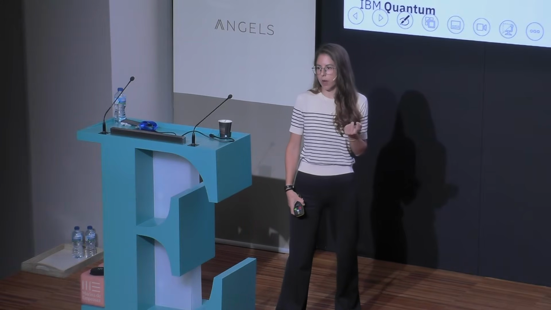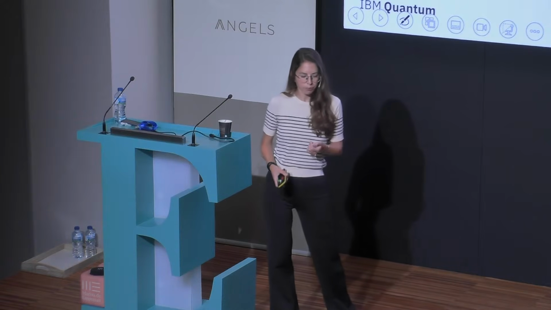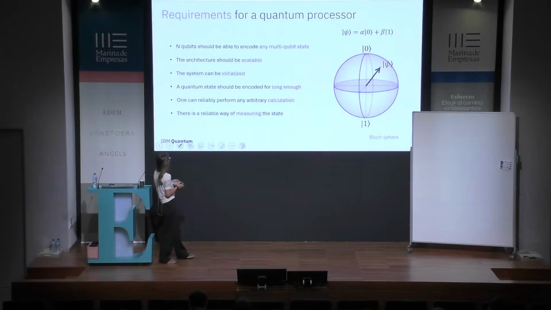Also, one should be able to perform any arbitrary calculation on this multi-qubit system. And this is something that can be achieved by using any single-qubit rotations together with one entangling two-qubit gate. And finally, we should have a way of measuring the state of the qubit. This should be compatible with the scalability requirement, and also it should be possible to do it with high fidelity, meaning if your quantum state collapses to a 0 while measuring, you should read out a 0 when you try to read it out, and if it's a 1, a 1.